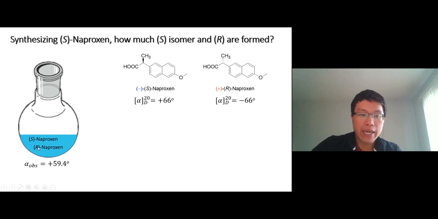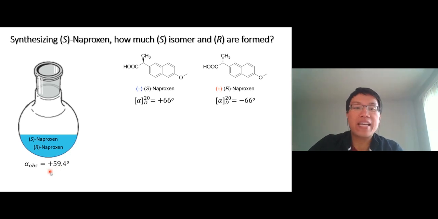Let's say we do some synthesis. We get a solution at the end of the experiment, and we use the polarimeter to measure the observed rotation. It comes out at plus 59.4 degrees. What does this tell you? First of all, this is not pure, which usually happens. In synthesis you always get a byproduct or something else, so it's not pure.